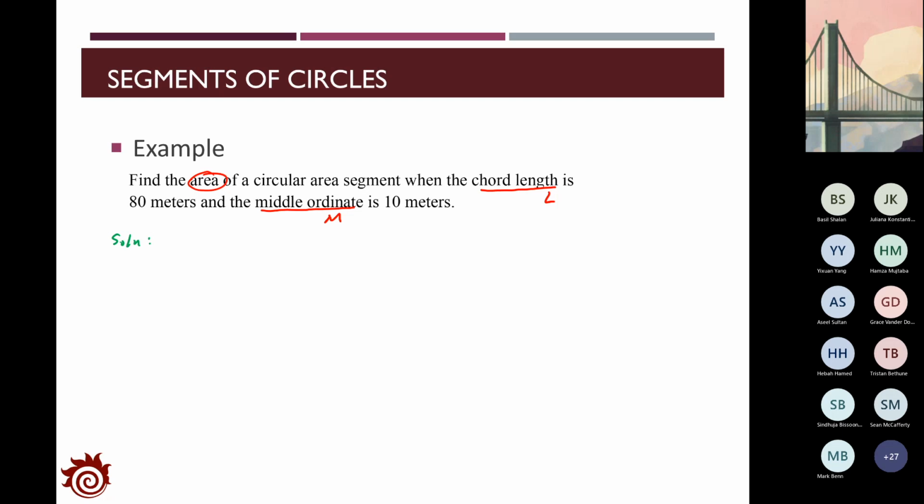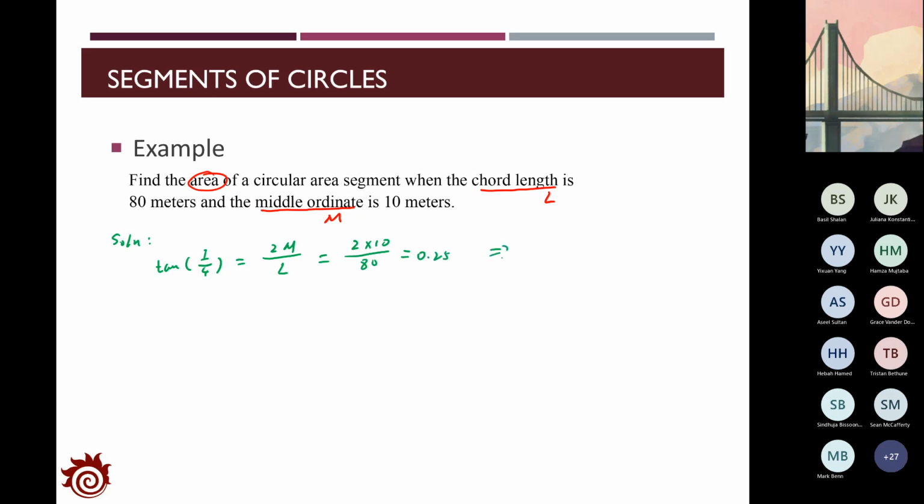So to get the value of I, we have tangent of a quarter of I equal to 2M divided by L, and for this case that will be 2 times 10 divided by 80, which is 0.25.